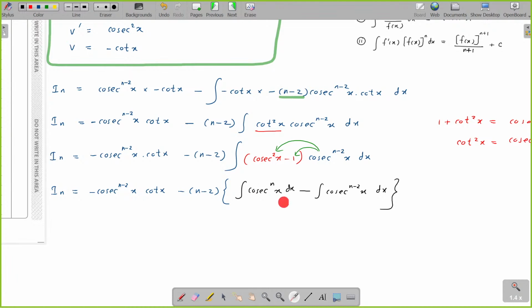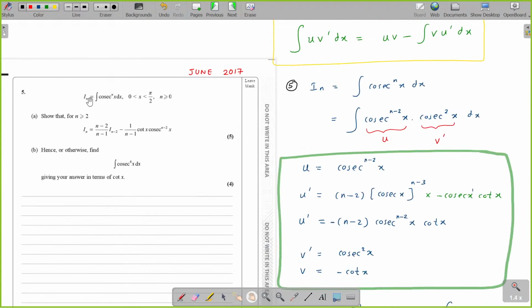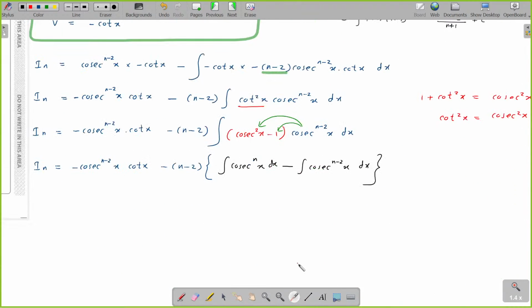Okay, yeah. And now you can see integration of cosec^n x is actually what? It is directly I_n. Integration of cosec^(n-2) means it is directly I_(n-2). So actually you can see now I don't have any other terms that disturb, right? I directly have the I_n and I_(n-2) with the integral sign, okay? So then let's apply those values. I_n equals minus cosec^(n-2)x cot x minus (n minus 2) times, inside the bracket I have, this is going to be I_n, this is going to be I_(n-2).